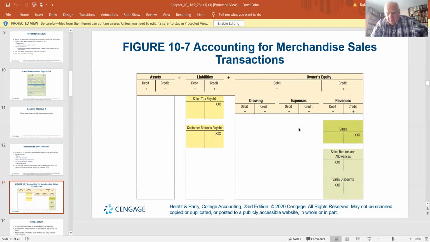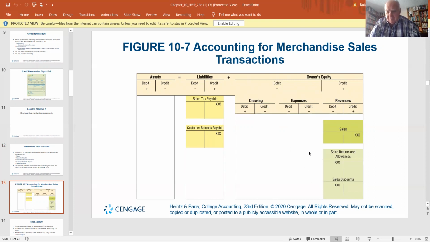I call your attention to the right side. You see where it says sales there? Sales. That has a credit balance, okay? And one thing you need to remember is you never debit sales. Never. There's not one occasion where you would ever debit sales. But we have to reduce the sales when somebody returns something, when somebody takes what's called a sales discount, and we do it through these two contra accounts: sales returns and allowances, sales discounts.